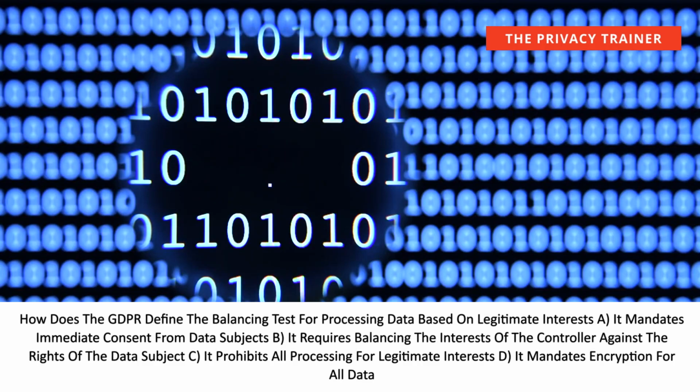How does the GDPR define the balancing test for processing data based on legitimate interests? A. It mandates immediate consent from data subjects. B. It requires balancing the interests of the controller against the rights of the data subject. C. It prohibits all processing for legitimate interests. D. It mandates encryption for all data.